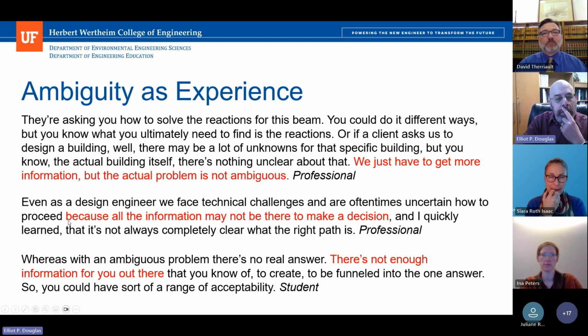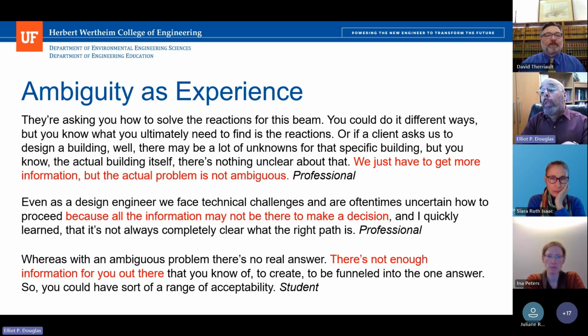So this professional says, what makes this problem ambiguous is when all the information isn't there to make a decision. So in this case, there's a lack of information, but it's not necessarily the lack of information itself that makes the problem ambiguous. It's what that means for the problem that you can't make a decision.